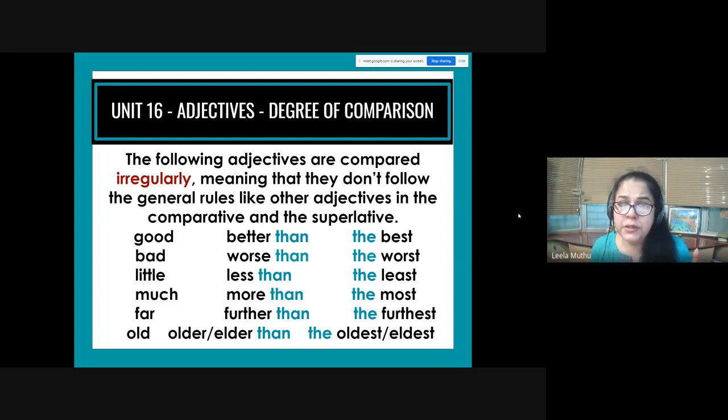You have good, but have you ever heard anybody saying this is a gooder color, or my handwriting is gooder than his? Never, never, never. Horror of it all. You say good, better than, and the best. All three spellings are different, if you've noticed: good, better, best. They sound completely different. He is a good boy, or this is a good drawing, but that drawing is better than this one, but his drawing is the best.